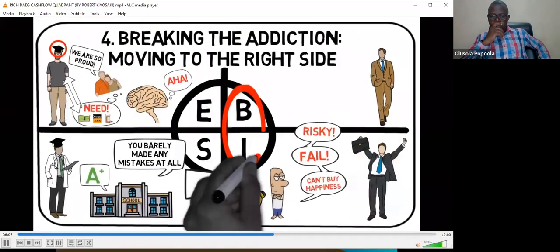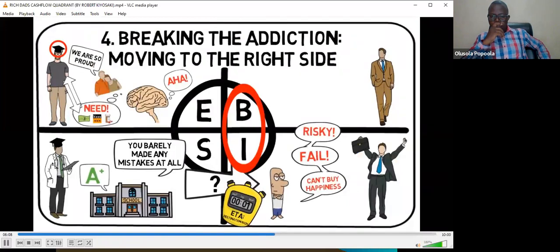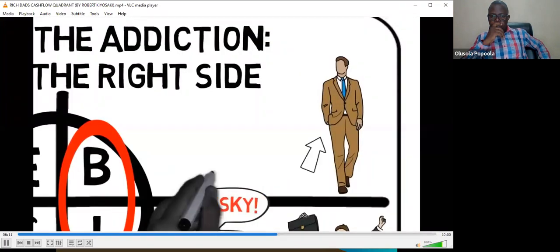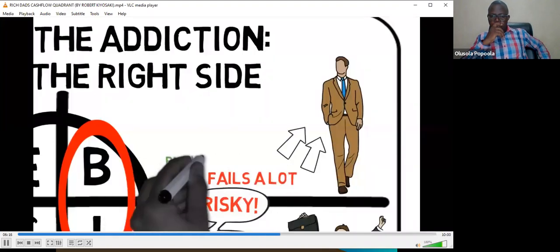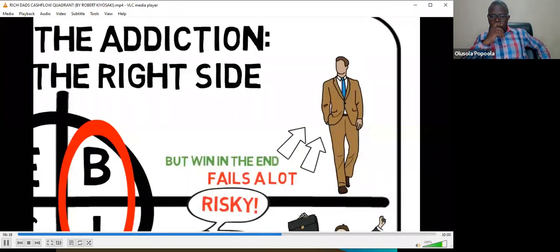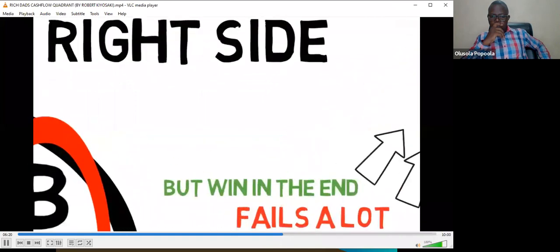In the B and I quadrants, you must act in the complete opposite way. People who take action will also make the most mistakes, but in the long run, these people will learn more and achieve more as business owners and/or investors.